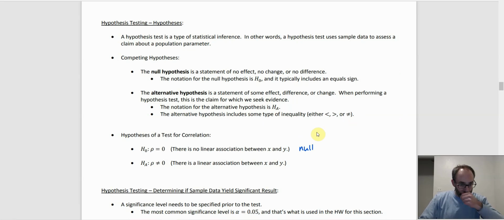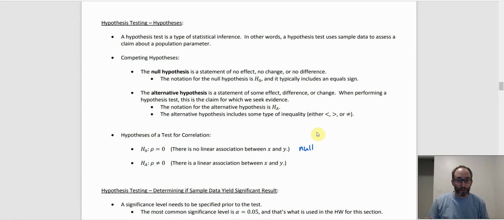Then the other hypothesis is the alternative, and it's, at least verbally, the opposite. So some effect, some difference, or some change, right? Some effect instead of no effect. And so when you're doing a hypothesis test, that's the one that you look for evidence of. So basically what you do is you have your sample data, and you try to see what you can pull out of your sample data.